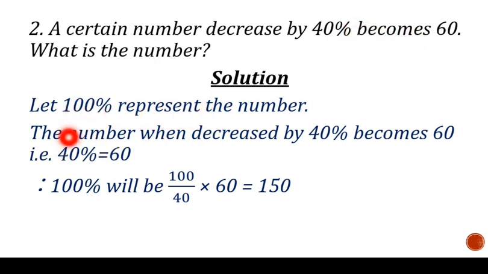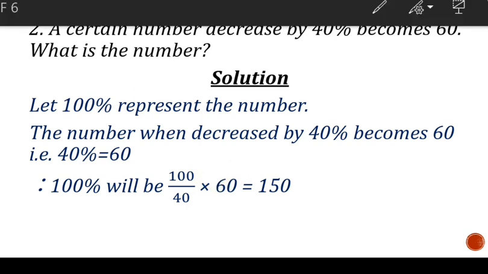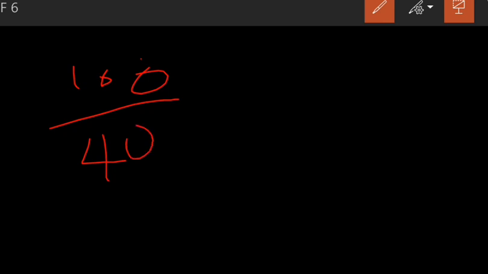Now let the number represent 100. The number when decreased by 40% then becomes 60. Then therefore 100% will be 100 all over 40, then times our 60 here, we get 150. 100 divided by 40 times 60. How do we get that?